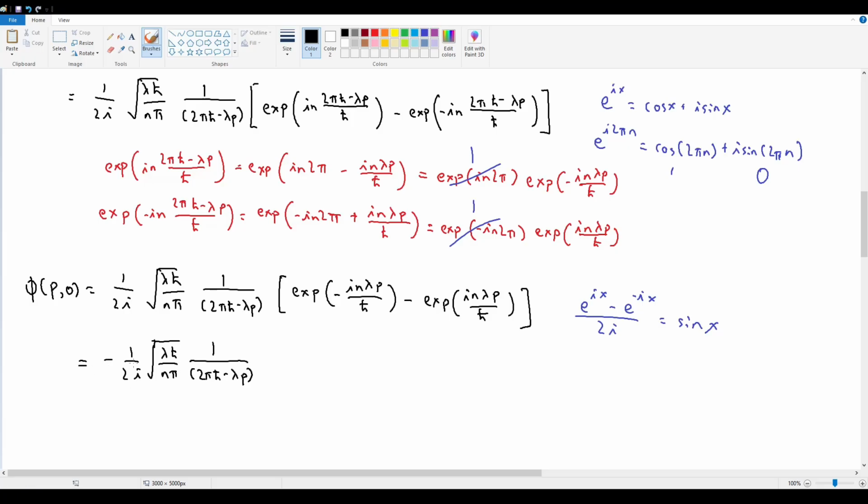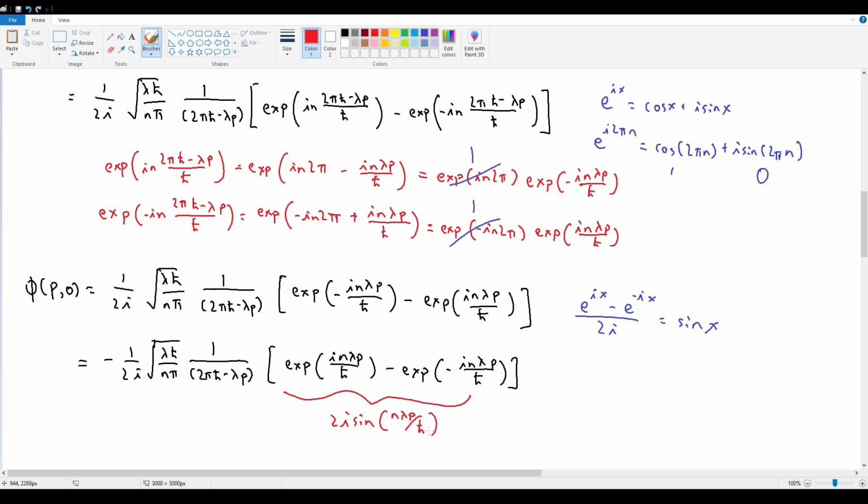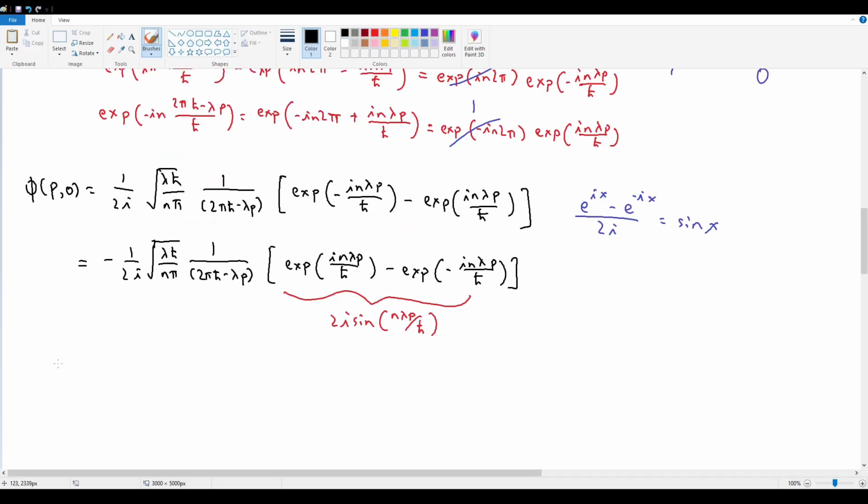If I add a negative at the front, I can then switch the order of this around, and now I have exp(i n lambda p over h bar) minus exp(negative i n lambda p over h bar), like this. And at this point, this expression right here is just going to be equivalent to 2i sine of n lambda p over h bar, right? So in that case, let's plug this back in, and now we have our final simplified equation for phi.